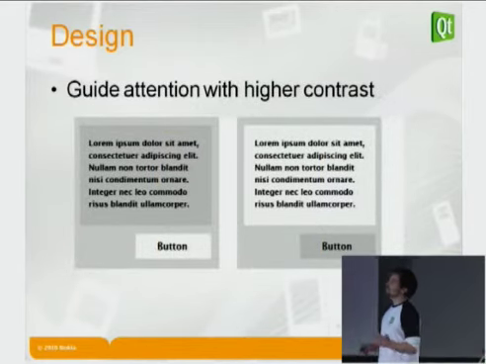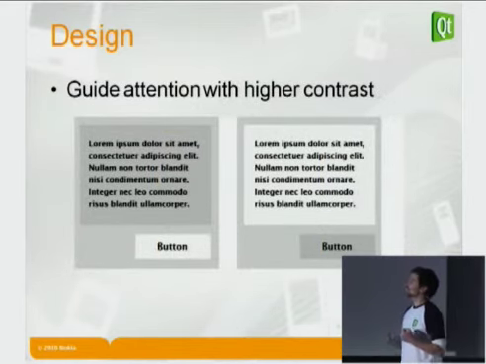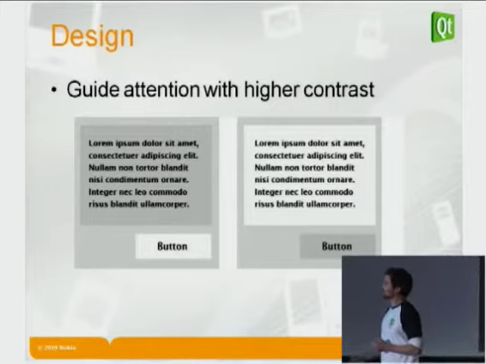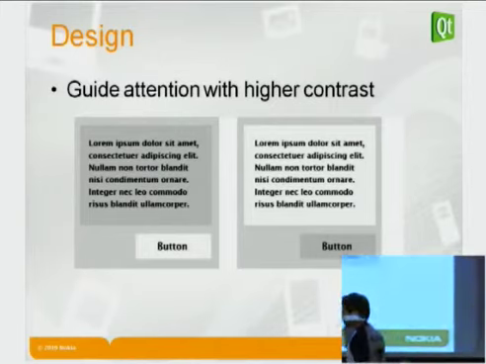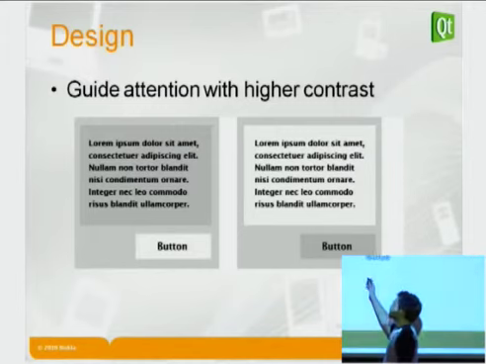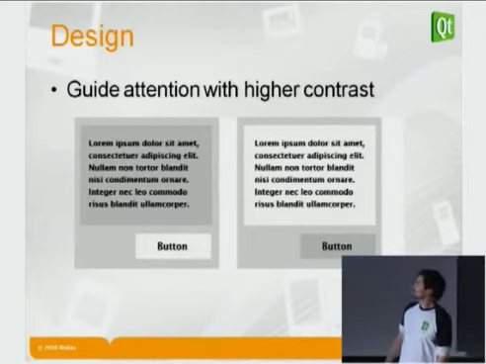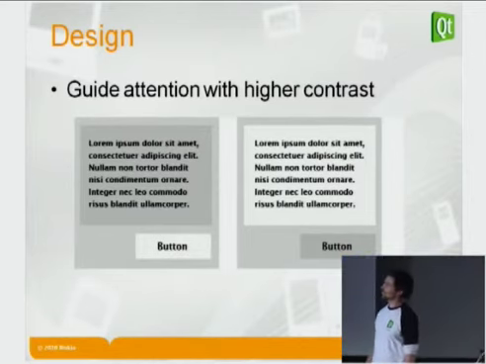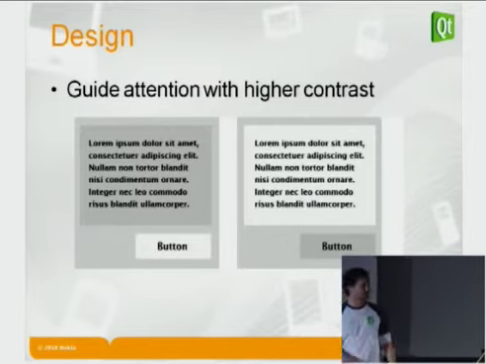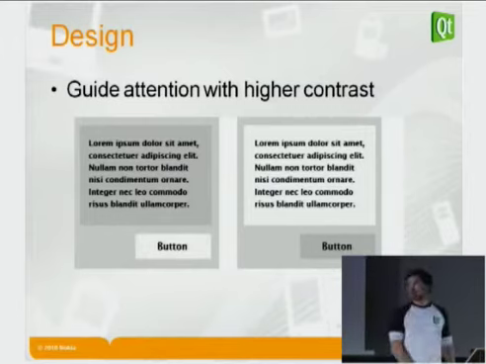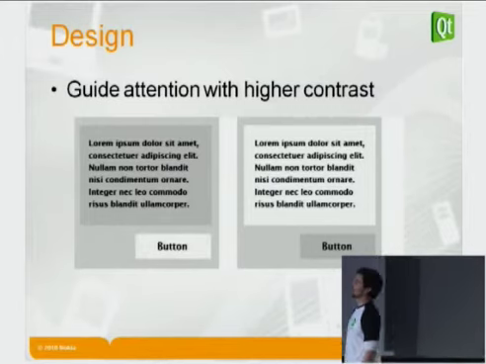Another aspect you need to think about is guiding the user's attention with higher contrast. In this case, it actually becomes pretty horrible because on the projector you can't see this button. But on my screen, you can clearly see the OK button down there. So I think that sort of invalidated my example a little bit, because if you can't see that the bottom right there is a button, then my example falls apart. But you can imagine there being a distinct white button down there.